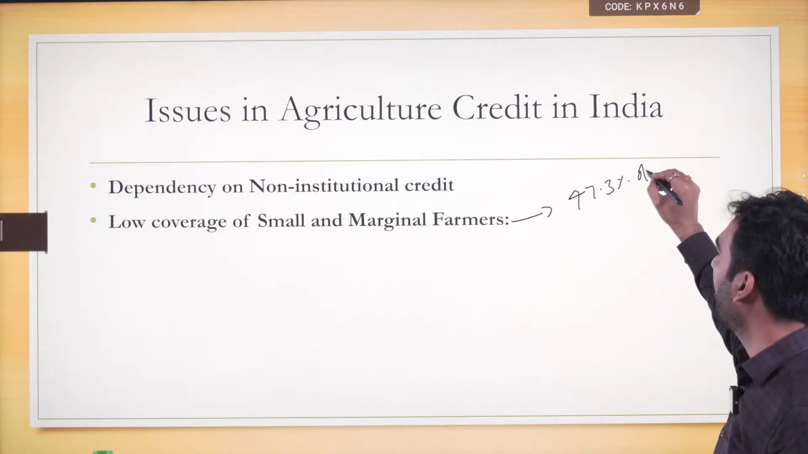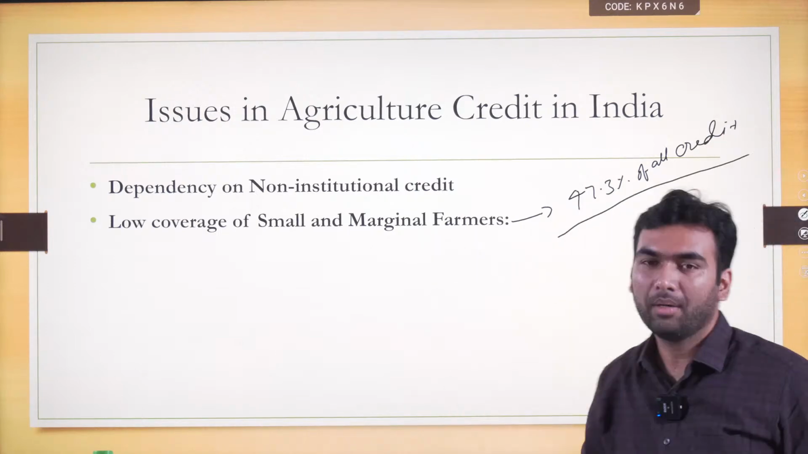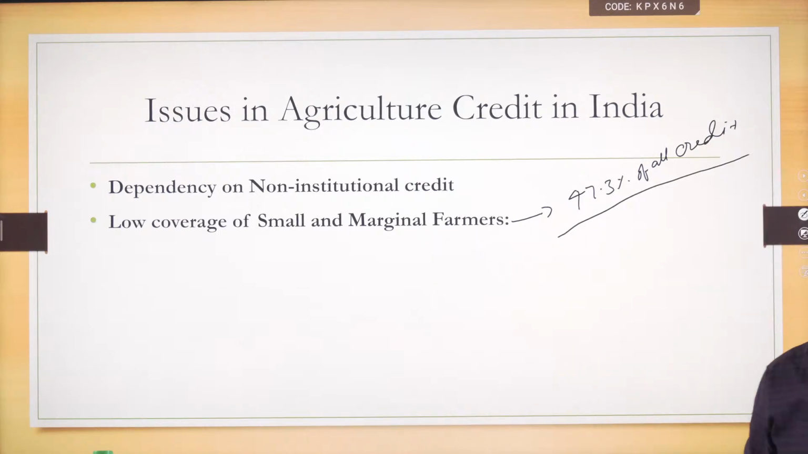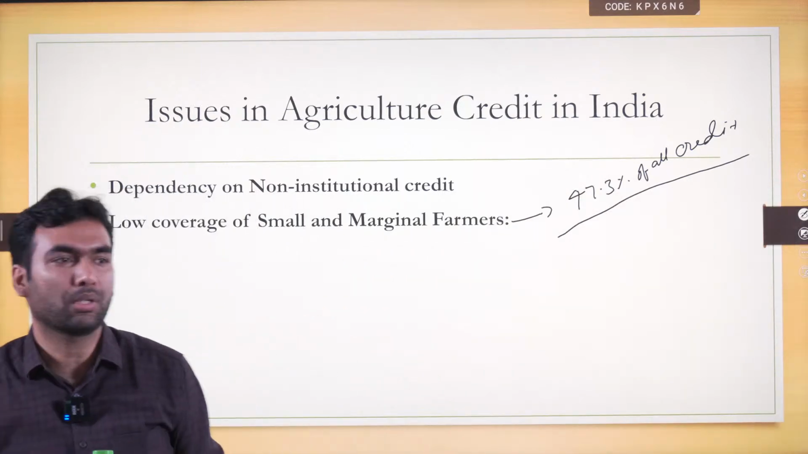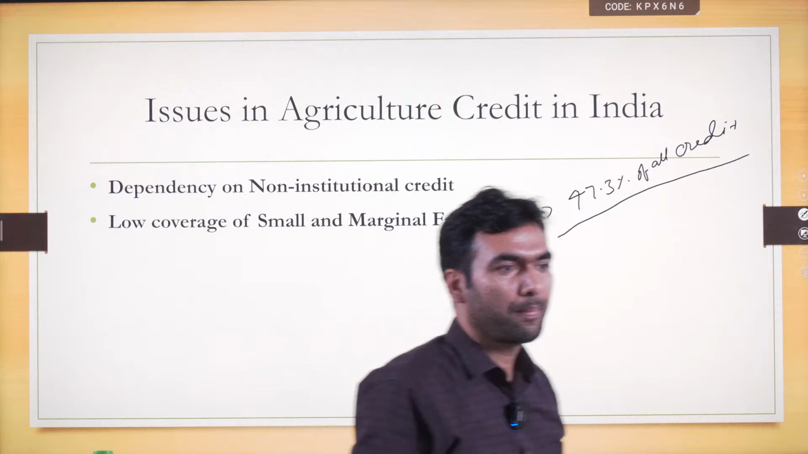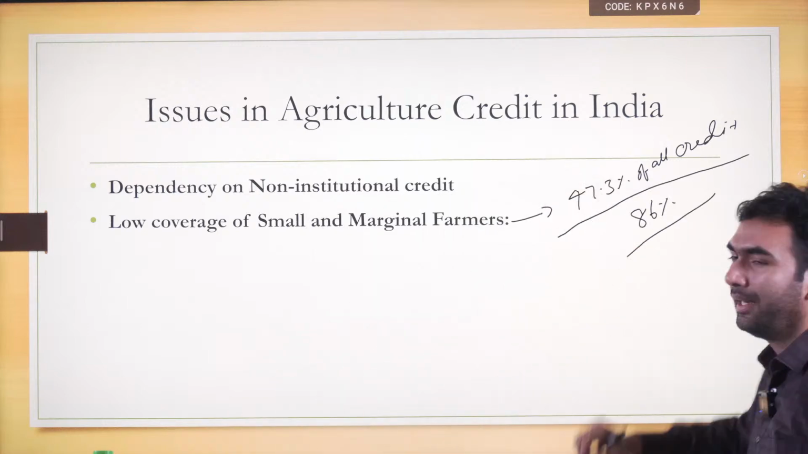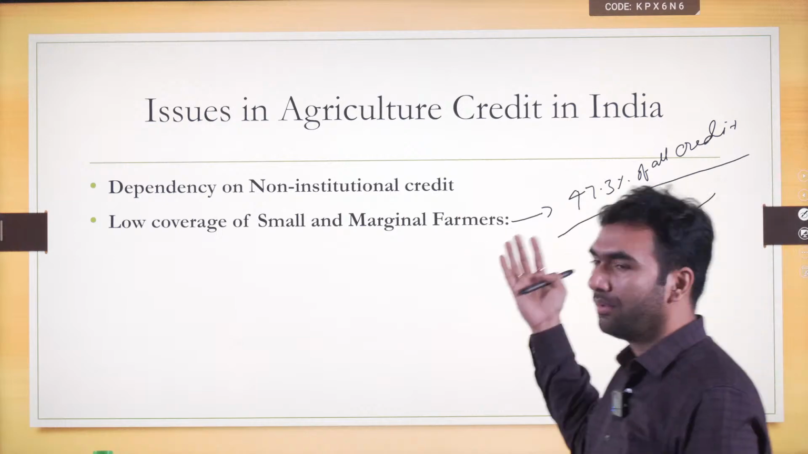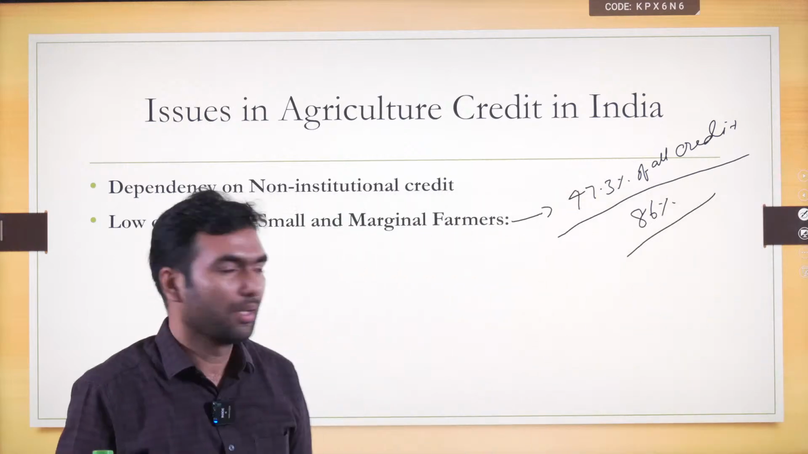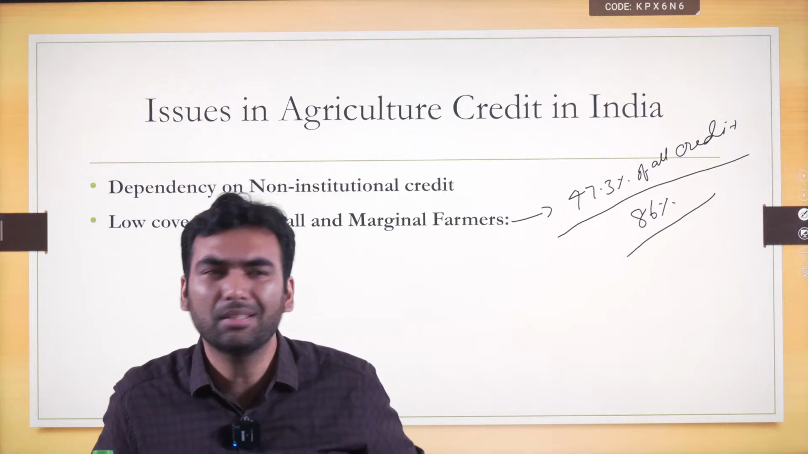Only 47.3% of all credit goes to a small and marginal farmer. Whereas, do you know this share of a small and marginal farmer in total farmers of our country? 86%. 86% of total farmers are in the category of a small and marginal farmer in our country. So 86% of the loans should also have gone to them. But actually only 47% of the all credit goes to them. This is natural.